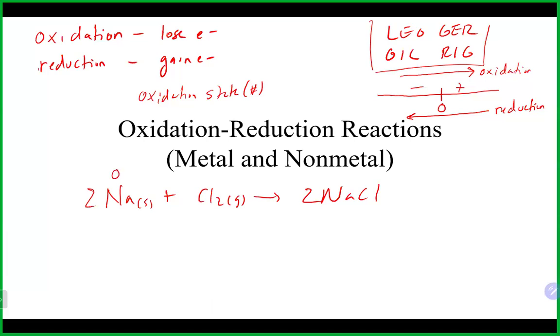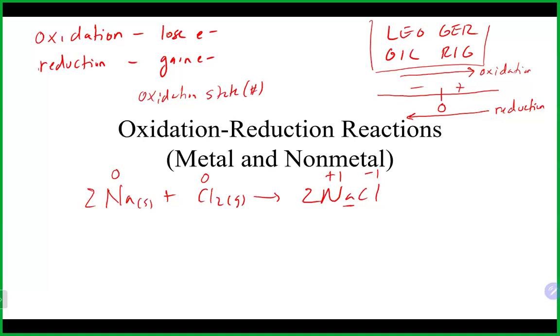So on the left-hand side here, our sodium has an oxidation state of 0. Chlorine is naturally a diatomic molecule, so it's not attached to anything. It is a 0. Remember, things really only get charges when they hook up over here in our ionic compound, and the sodium on the right-hand side is +1, and the chloride here is -1.